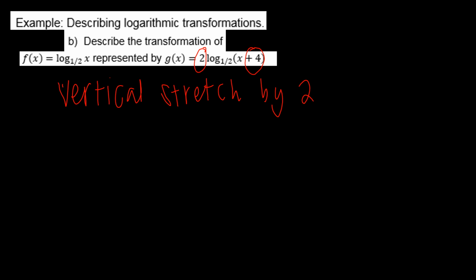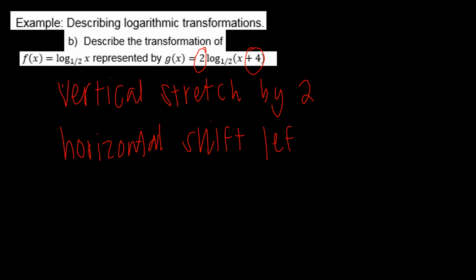And then plus 4 in parentheses, so it's attached to x, so it's horizontal. Plus means it's a shift. And with horizontal, if it's plus, it's going left 4.